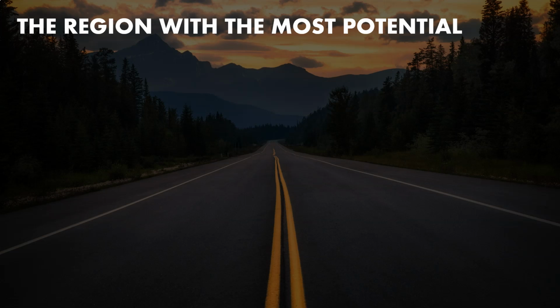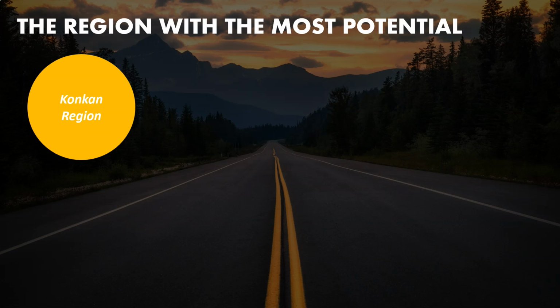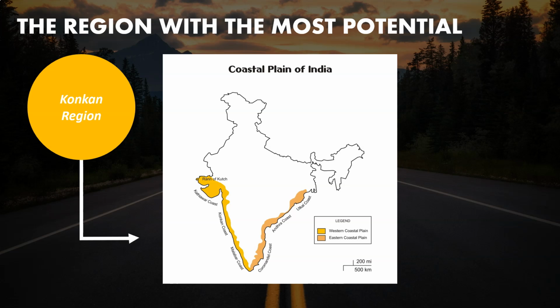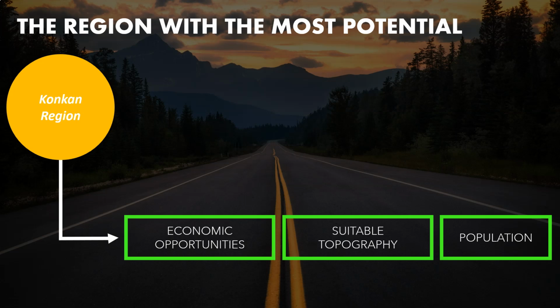The region with the most potential and the most opportunities at this juncture of time is the Konkan region, which is located on the upper western coastal plain in the Goa region. And the reason I say this is because the economic opportunities are prevalent, the topography is suitable because it's mostly plain land, and the population is also relatively high. So the Konkan region is an important aspect of India in terms of agricultural production. So that covers the economic opportunities.